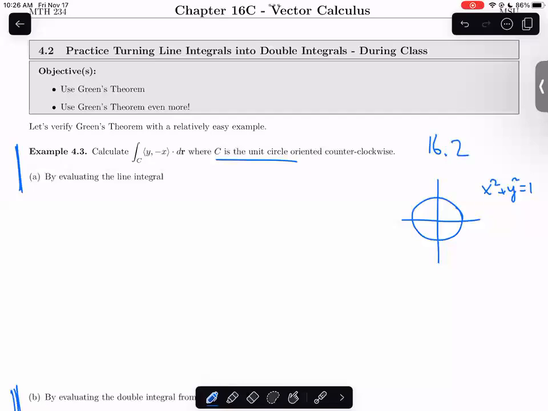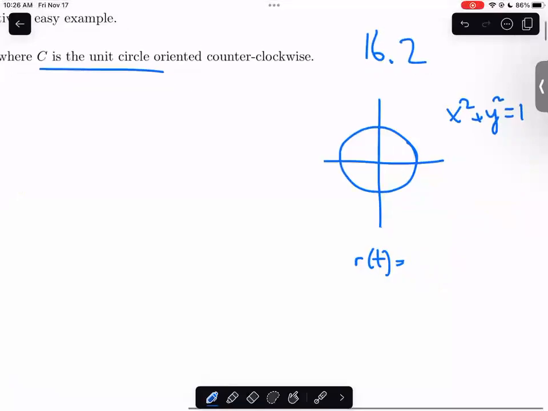And we've seen how to parameterize these things, right? How to get an r of t quite a few times now in our class. So we would use polar, and we would say x is equal to 1 cosine theta, and y would be equal to 1 sine theta. Again, 1 is the radius, so an r cosine theta, r sine theta sort of business.